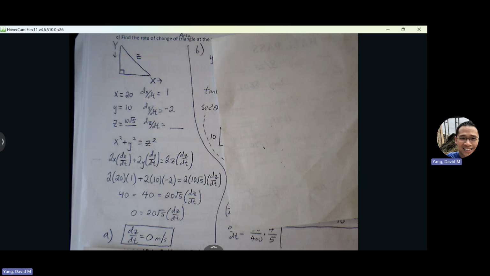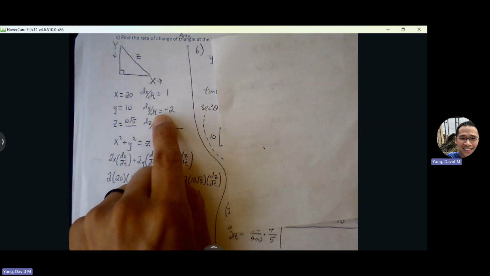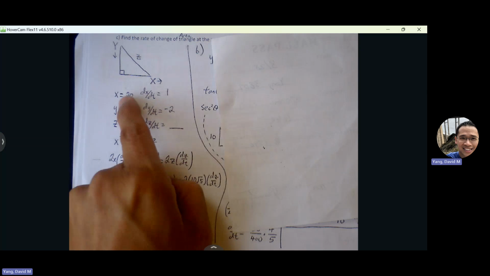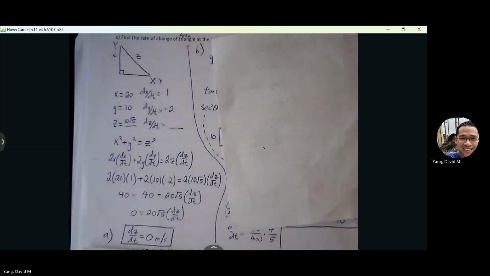So dy/dt is negative, right? But x and y will always be positive. Depending on what's happening to that length, then you're going to decide whether that rate is positive or negative.